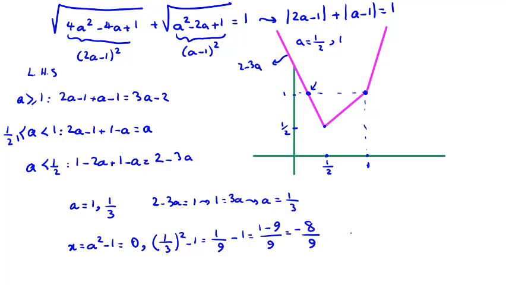The problem says consider absolute value of numerator plus denominator. For this one, it will be 8 plus 9, 17. For this one, that a is 1, a squared minus 1, 0.